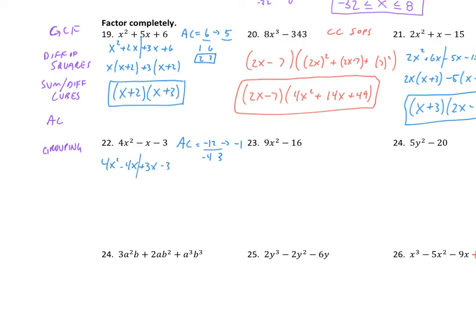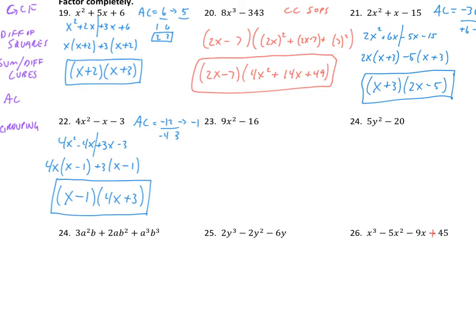Break it. Those both have a 4x in them. That leaves me with an x and then a minus 1, not a 0, but a minus 1. And these next 2 terms both have a positive 3. Again, put a plus 3 there, not just a 3. And then that leaves me with an x and a minus 1. The x minus 1's go together. And the 4x plus 3 goes together. There's my factorization for number 22.